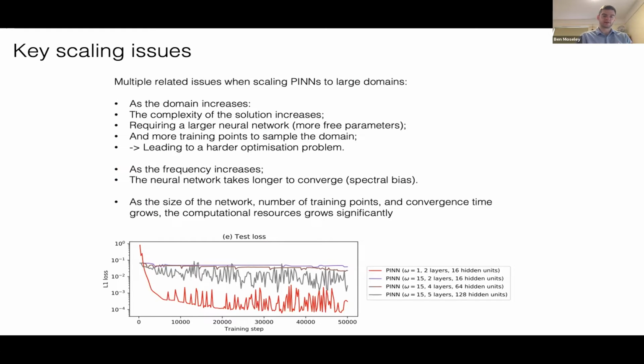Yeah, so to summarize that slide, as I increase the domain, or I guess the frequency of the solution, which are kind of related problems, the complexity of the solution increased, and that required a larger neural network with more free parameters and more training points as well to sample the domain in the physics loss, which led to a harder optimization problem. And so that showed the kind of spectral bias of the neural network. And then compounding all of this, because I needed more free parameters, more training points, and a longer convergence time, the amount of computation required was way more as well.